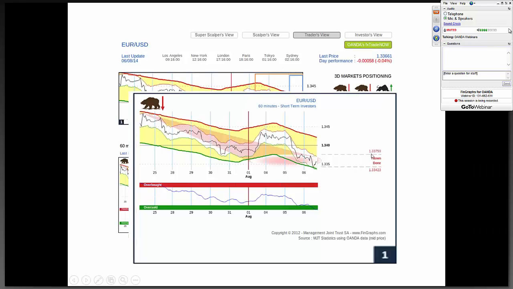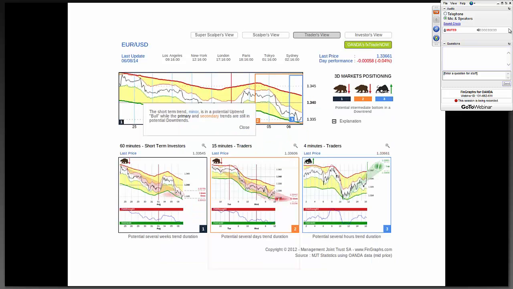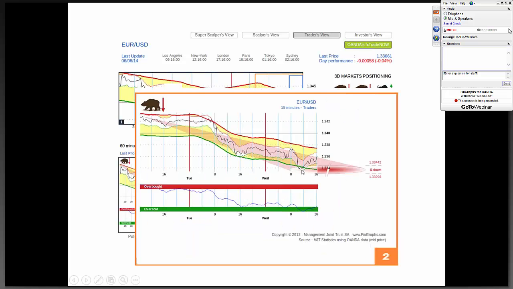So on the trader's view, the 60-minute chart is also entering a market stress position and an oversold position. Again, it hasn't reversed yet, but it's also exhausted, both in terms of price targets, in terms of market stress, and in terms of being in the oversold. Similarly, the 15-minute chart is also exhausted.